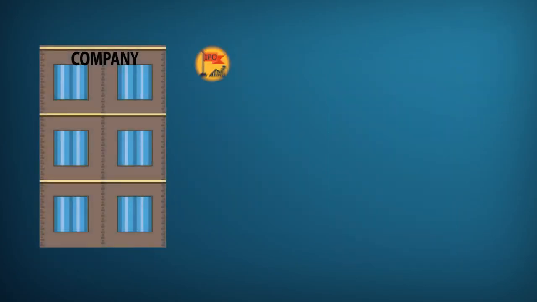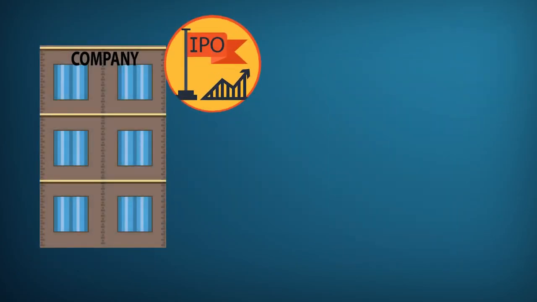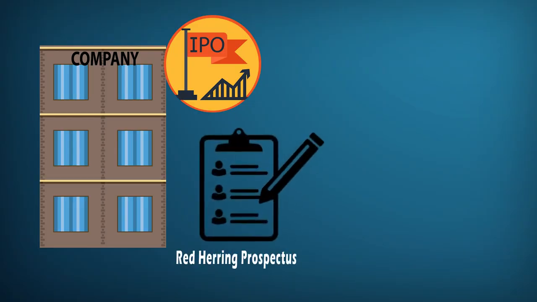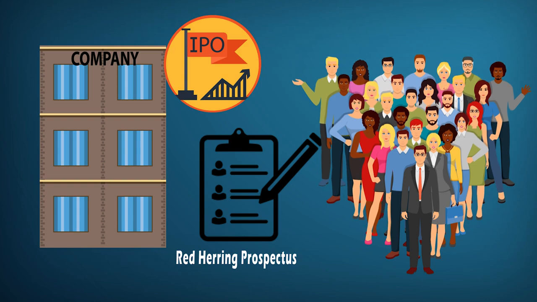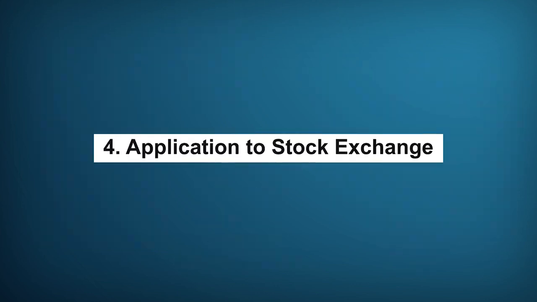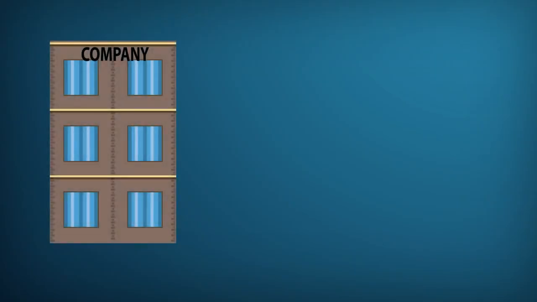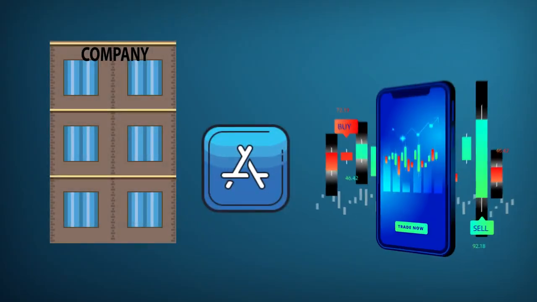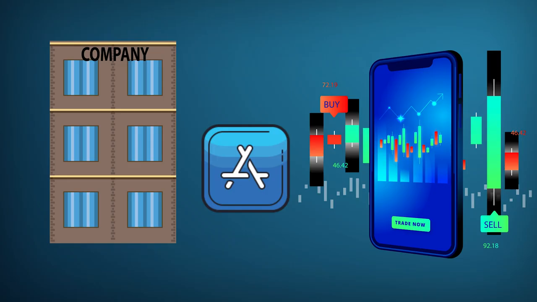The company going for an IPO is required to submit the red herring prospectus at least 3 days before the offer is made available to the public for bidding. Application to stock exchange. The company then submits an application to the stock exchange where it plans to float the issue.